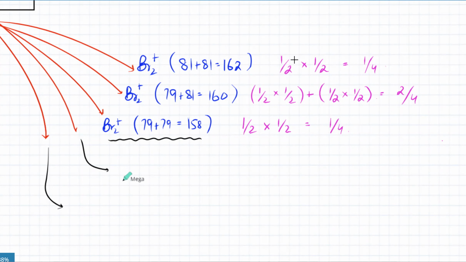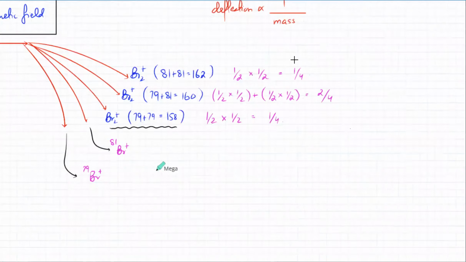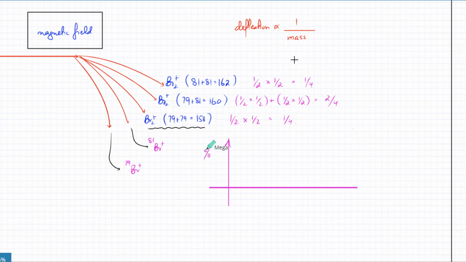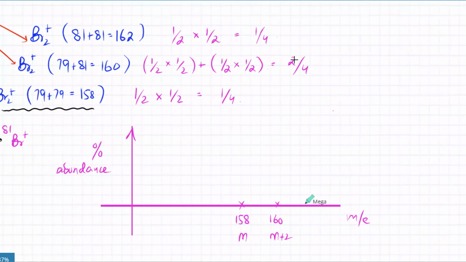And then obviously you're going to get the fragments, Br plus 1, the heavier one, 81. And this is more deflected. So that's the lighter one, that's 79. So the ratio of the heights would kind of look like this. So that's the abundance, and mass to charge ratio. You're going to detect something at M, which in this case is 158. Then you're going to detect something at 160, which is your M plus 2. And then you're going to detect something at 162 as well, which is your M plus 4.